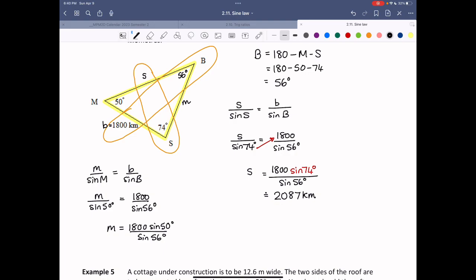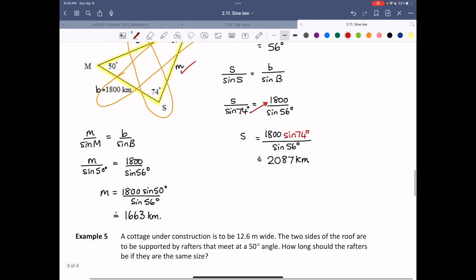Sine 50 divided by sine 56. And that gives you approximately 1663 kilometers. Okay. All right, we are almost there. We now have side length S and we have side length M. So to find the perimeter, therefore, so the perimeter of the triangle is simply adding those together.